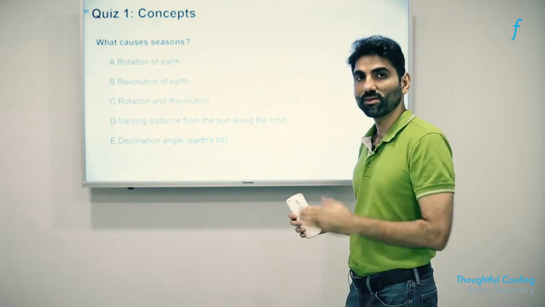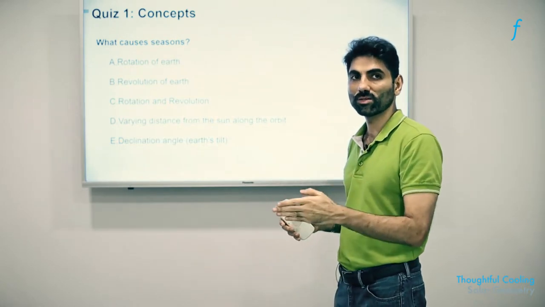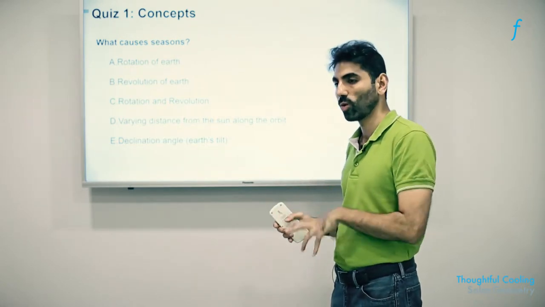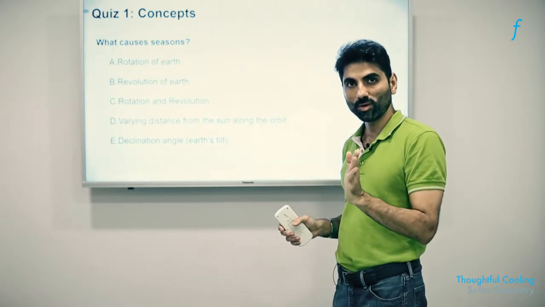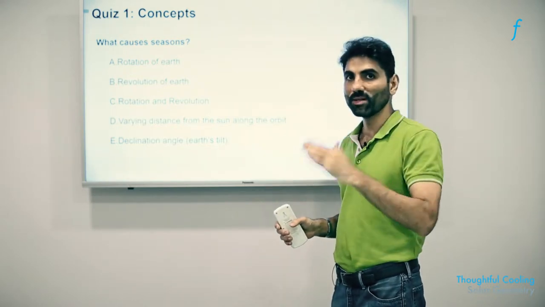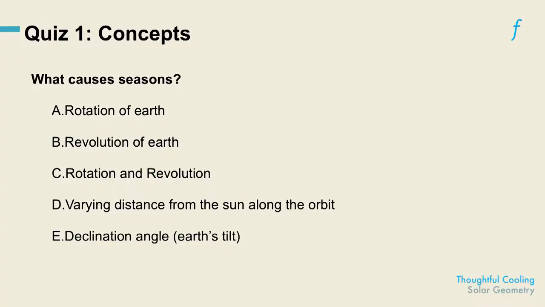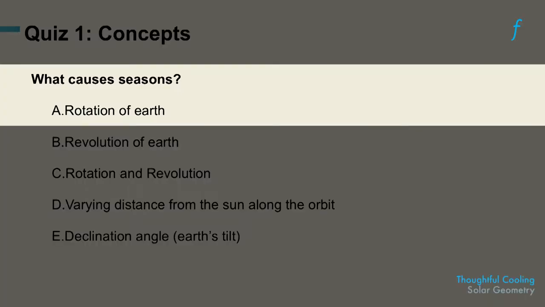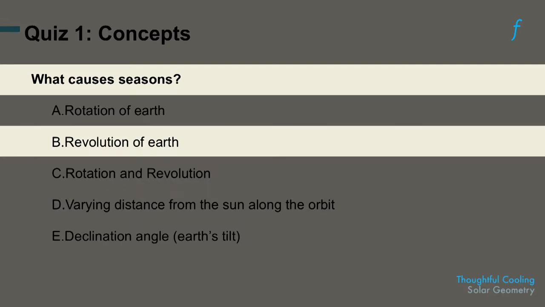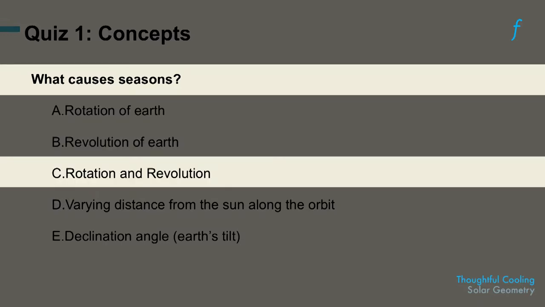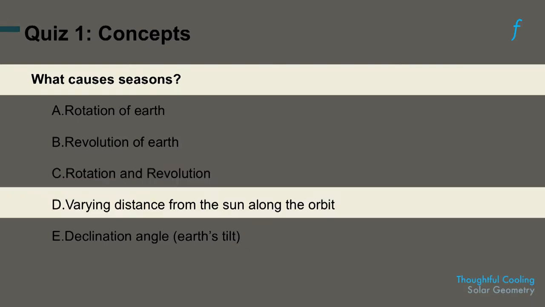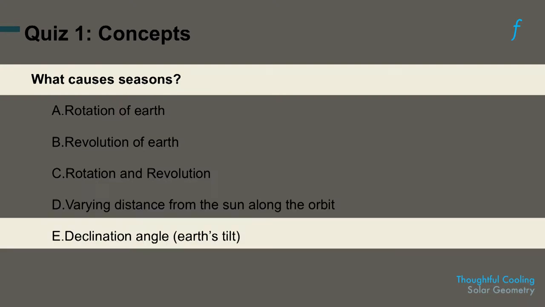Why don't we have the same kind of solar radiation and heating conditions throughout the year for a specific location? One can imagine it can be different as you change your location, but why is it different through the year? Is it A, rotation of the earth, B, revolution of the earth, C, rotation and revolution, D, the varying distance from the sun along the orbit, or is it what's called the earth's tilt, the declination angle of the earth?